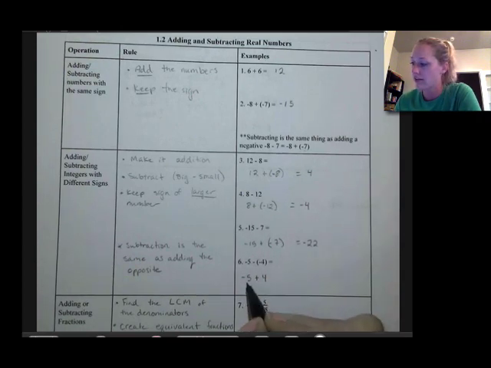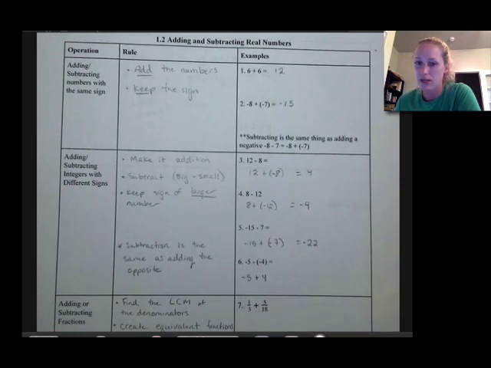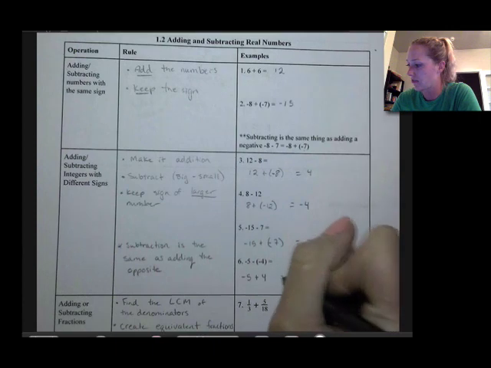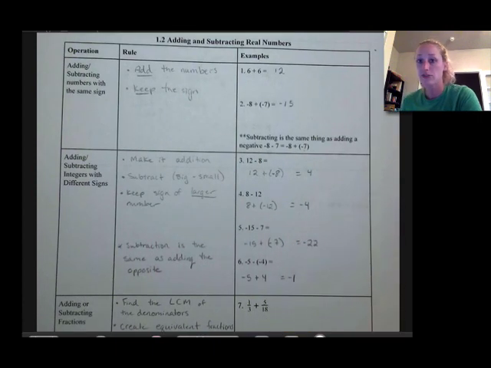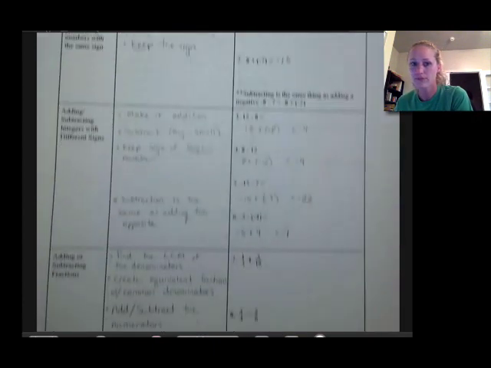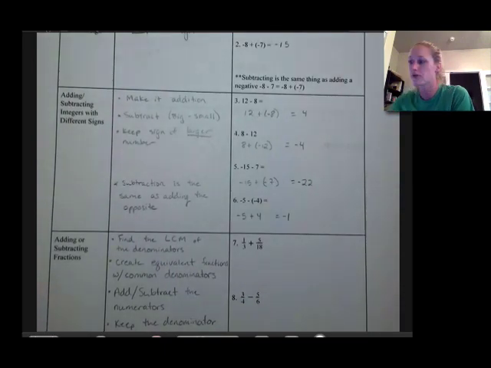And then negative 5 plus 4, so 5 minus 4 is 1, and then my bigger number is negative, so it's going to be negative 1. Okay, so there's some integer rules for you. Now we're going to do a quick review of our fraction operations.